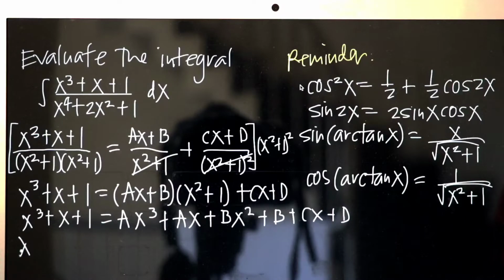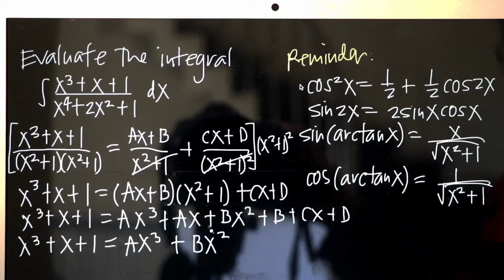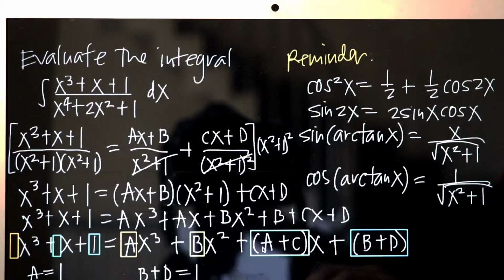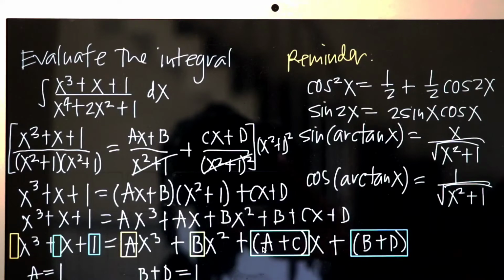Now what we want to do is collect like terms. So the only x cubed term is this ax cubed, so that'll be left by itself. The only x squared term is bx squared, so we'll leave that by itself. But then now we have constants here, a, b, c, and d. We want to solve for each one. Well, we already know a is equal to 1 and b is equal to 0, so we just need to solve for c and d.